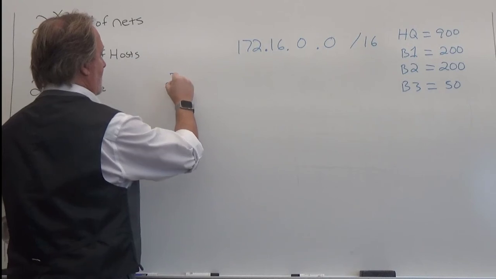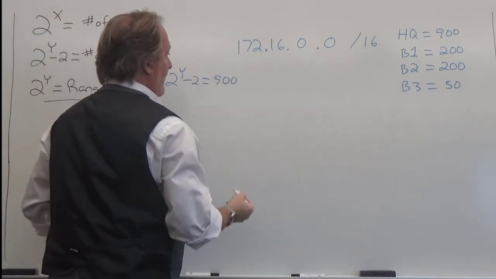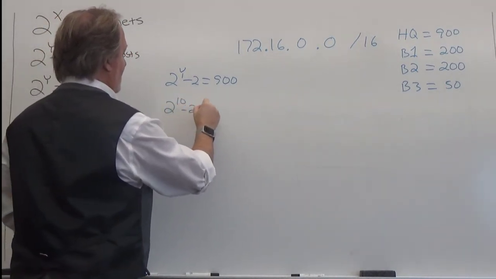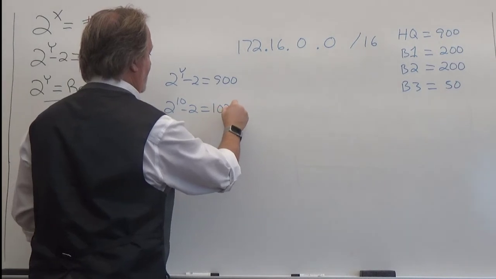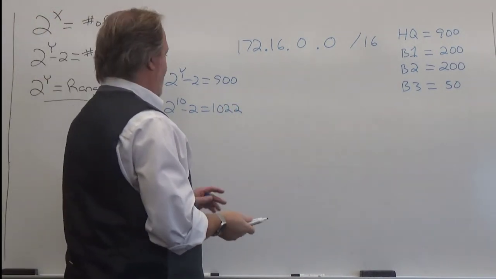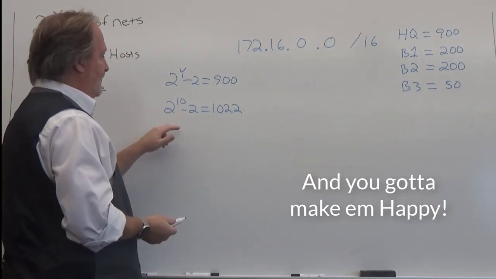Again, the same thing, so we start with the first one, so we need to solve for 900. So 2 to the y minus 2 equals 900. And again, if you look at your powers of 2, you're going to see 2 to the 10 minus 2 gives you 1022. And then below that you get 510. So we know 2 to the 9 is not going to be enough, so we need to do 2 to the 10.